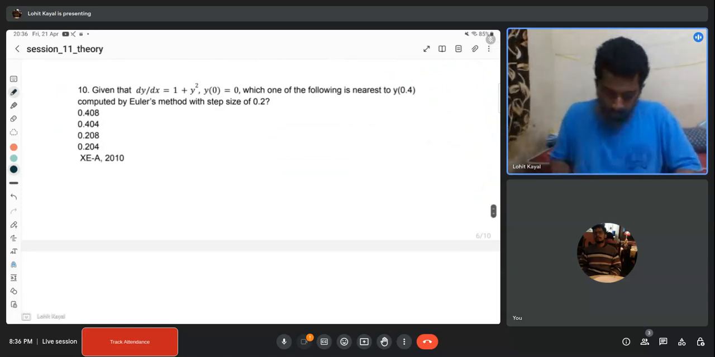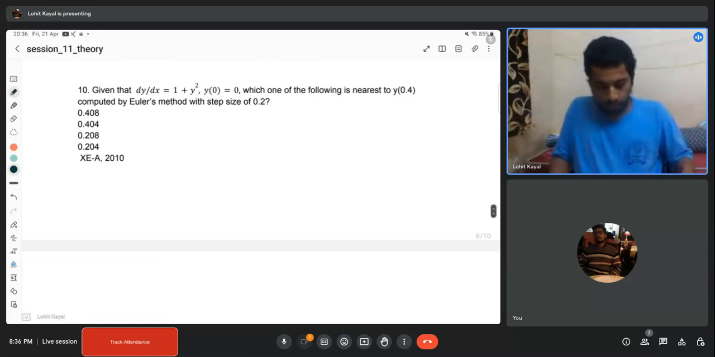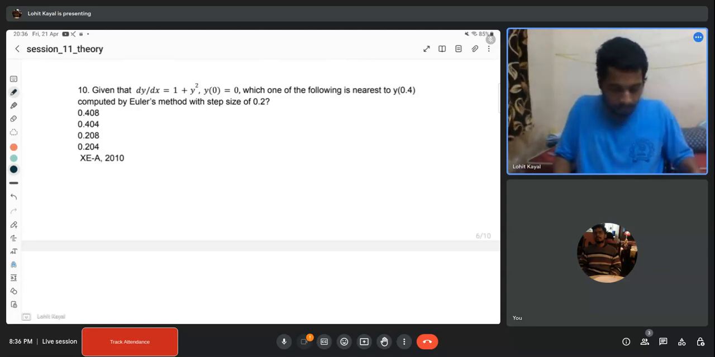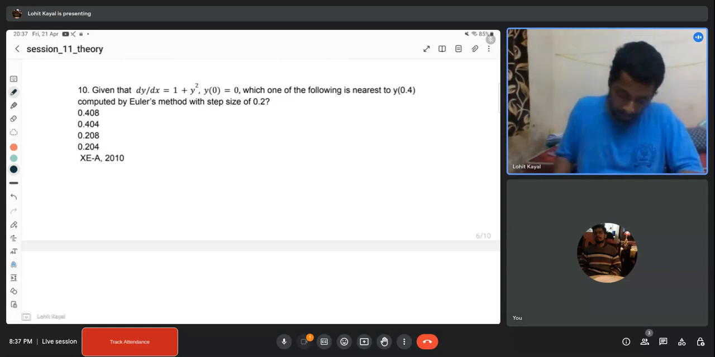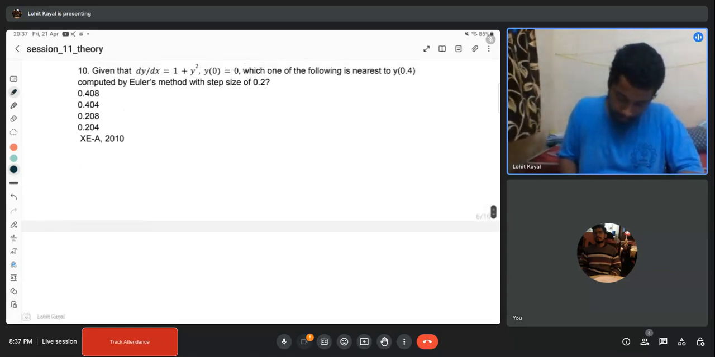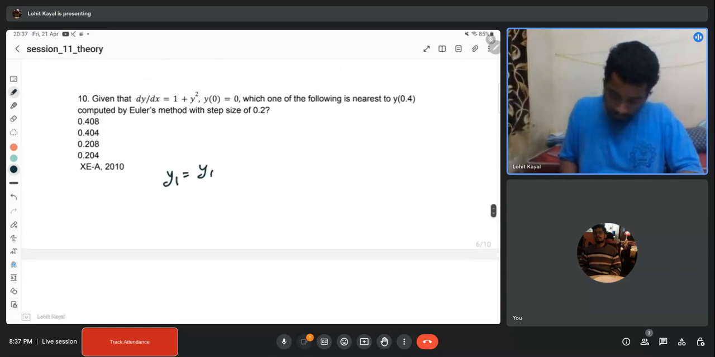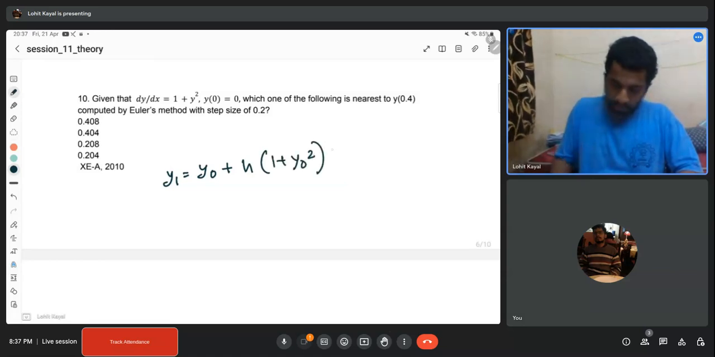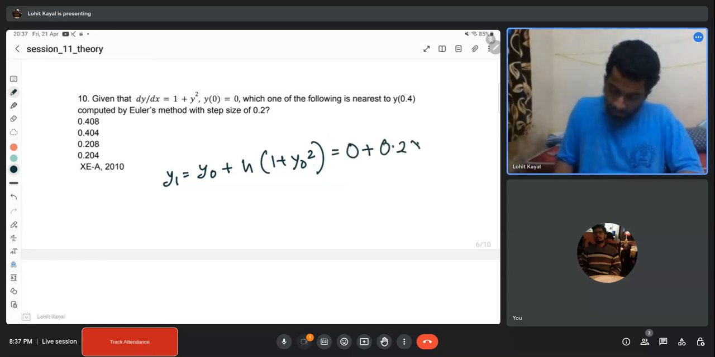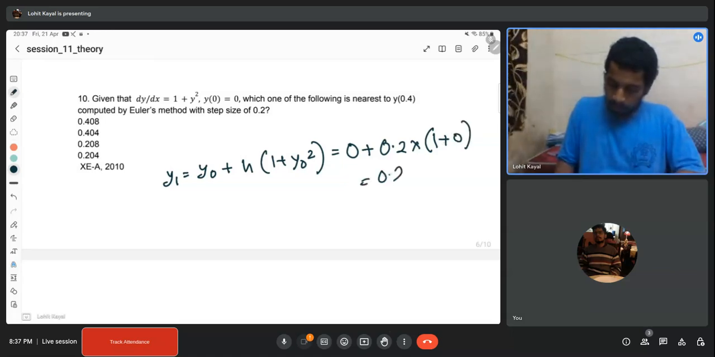Now this is another problem, so I will solve this one. It says dy/dx equal to 1 plus y square, and it will be again a two-step Euler method. So y1 equal to y0 plus h into 1 plus y0 square. y0 is 0, h is 0.2, so 0.2 into 1 plus 0. So the result will be 0.2.